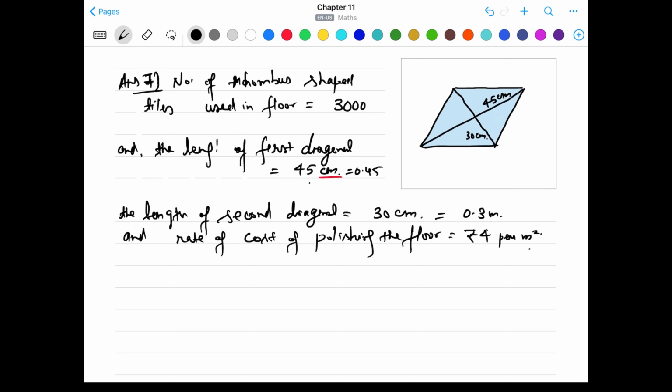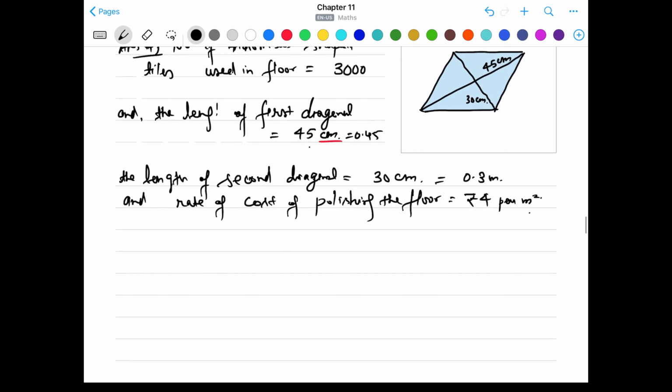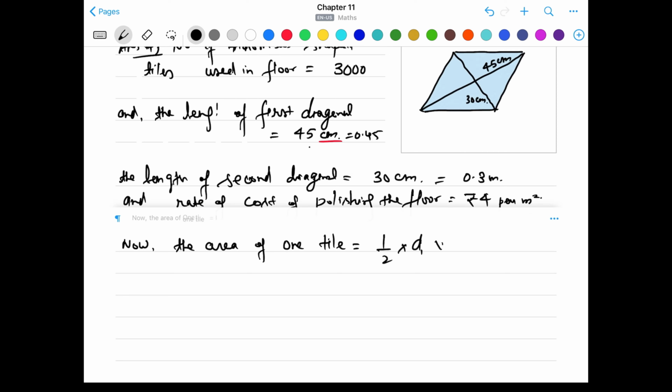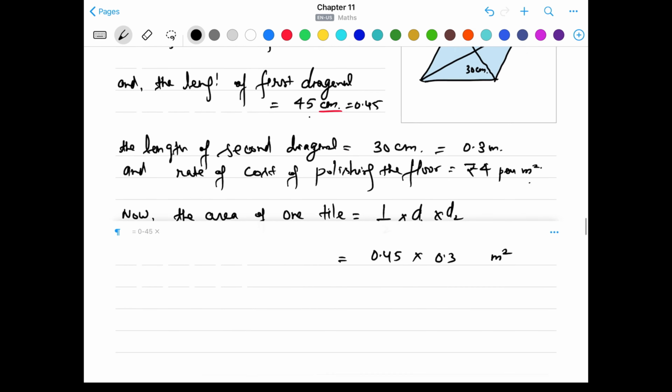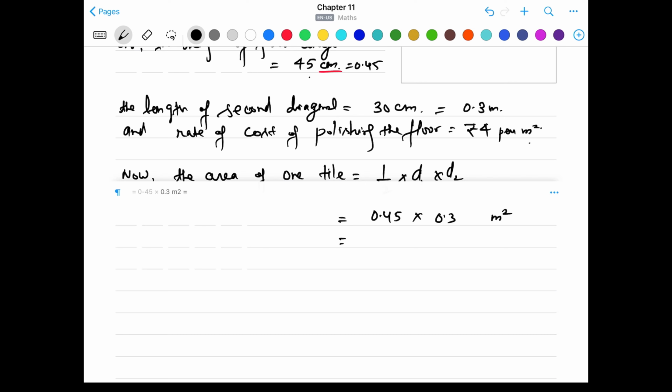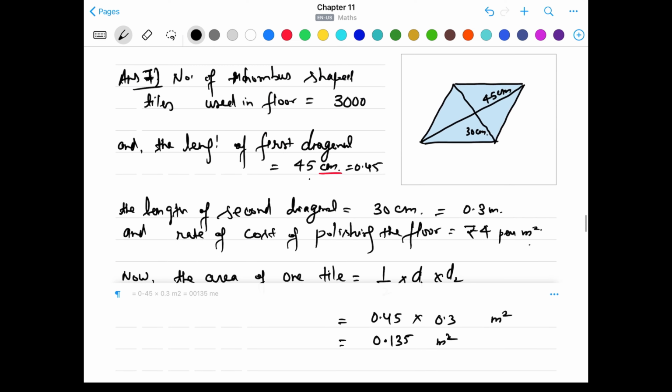Now we're going to use this to find the area of one tile. Okay, let's calculate the area of one tile. Now the area of one tile will be equal to half into d1 into d2. d1 here is 0.45 and d2 is 0.3, and the common unit will be meter square. Now we have to multiply the two. This 0.45 into 0.3 will give us 0.135 meter square. So that's the area of one tile.